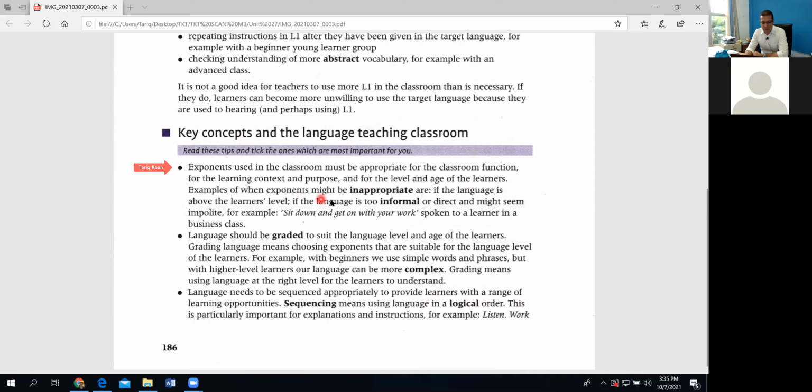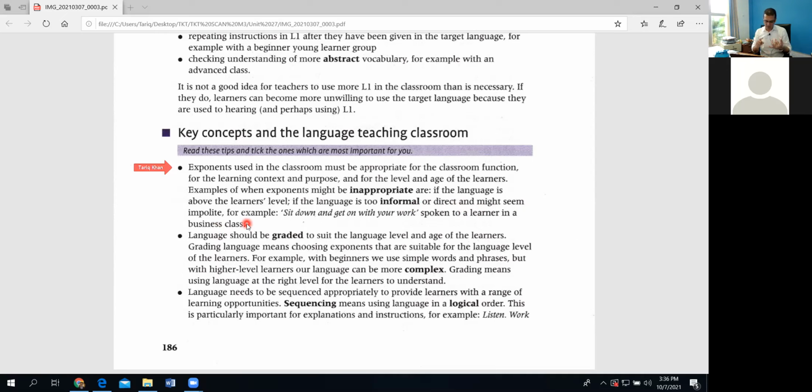Examples of when an exponent might be inappropriate are if the language is above the learner's level. Then we say the exponent is inappropriate, when it is above the level of the students. Now they are at the basic level and you are talking in the intermediate or advanced. So that is inappropriate. Also, if the language is too informal or direct or might seem impolite.